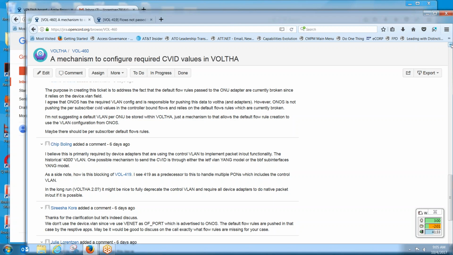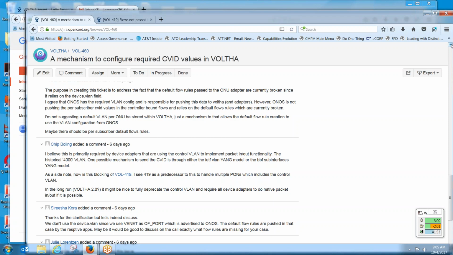So Chip, I have one question here, just to understand, because I think people have been using that CVID in different ways, but I believe in your particular case, from what you mentioned right now, you need the CVID because it's used for the default flow rules for untagged and priority tagged at the ONU. Is that correct? That is correct. So we can separate out control traffic coming up.